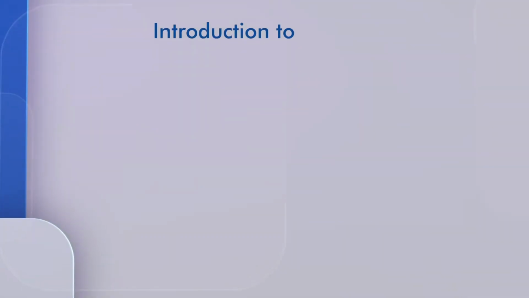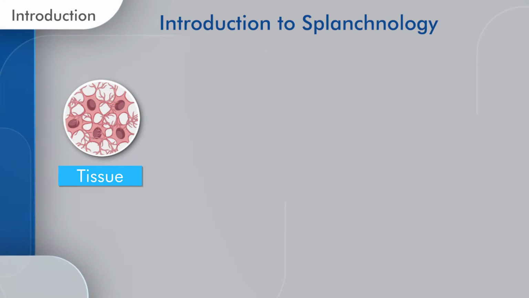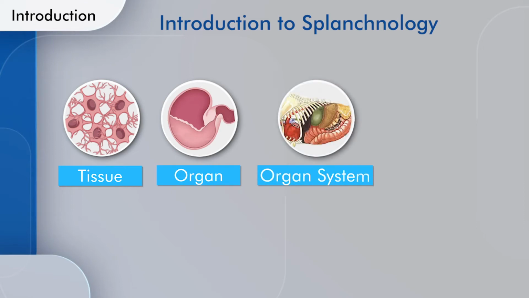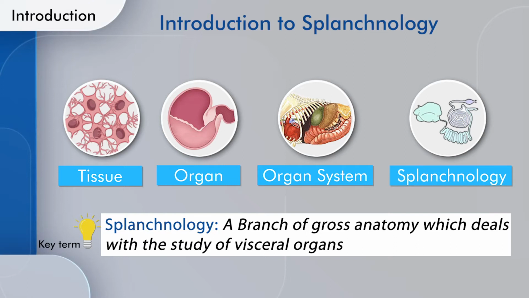Introduction to Splanchnology. Tissue: a group of biological cells that perform a similar function. Organ: a collection of tissues joined in a structural unit to perform a common function. Organ system: a group of organs that work together to perform a common function. Splanchnology: branch of gross anatomy which deals with the study of visceral organs.